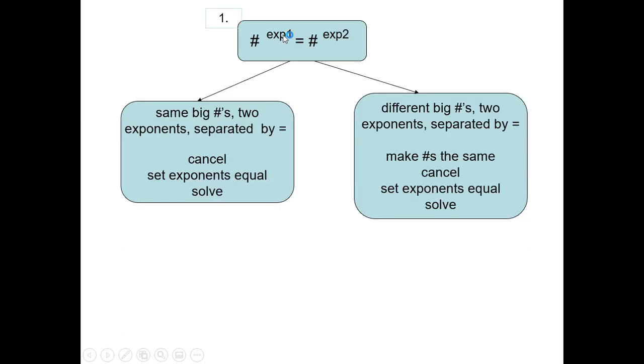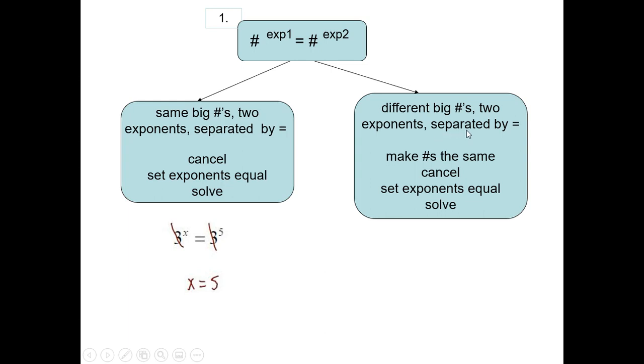If I have some number to some exponent equal to some number to another exponent, and it's the same number, then we can cancel and set the exponents equal to each other. For instance, if I have 3 to the x equals 3 to the fifth, I can actually cancel out the 3's in this case and be left with x is equal to 5. Pretty simple.